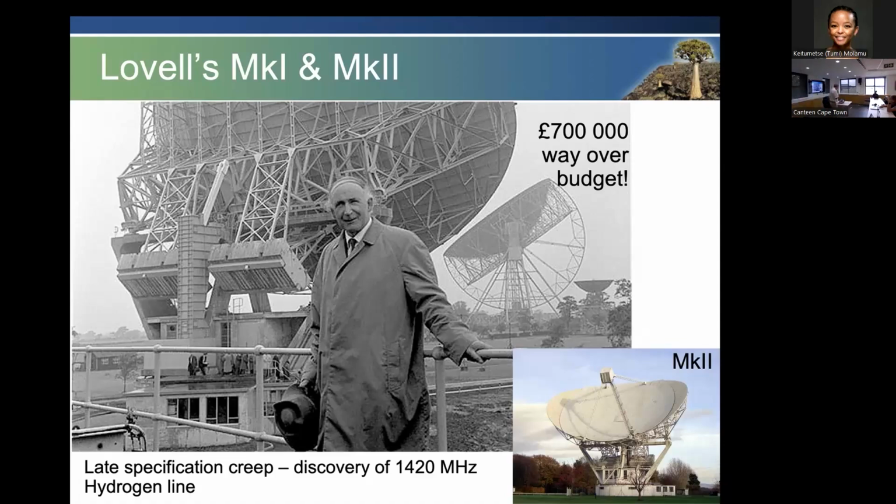When he built the Mark II, he thought, okay, well, one of the cost drivers for dish telescopes is the diameter, or the height of the dish, the height of the support structure. And so why don't we build an elliptical dish, which is smaller in one dimension than the other?